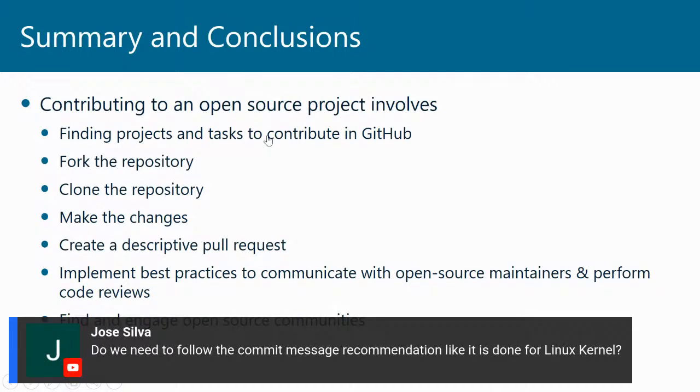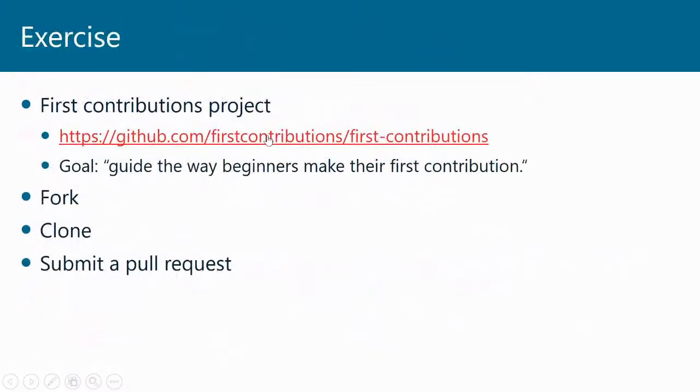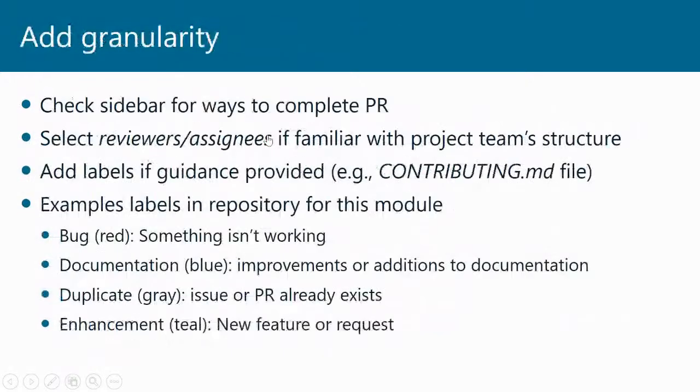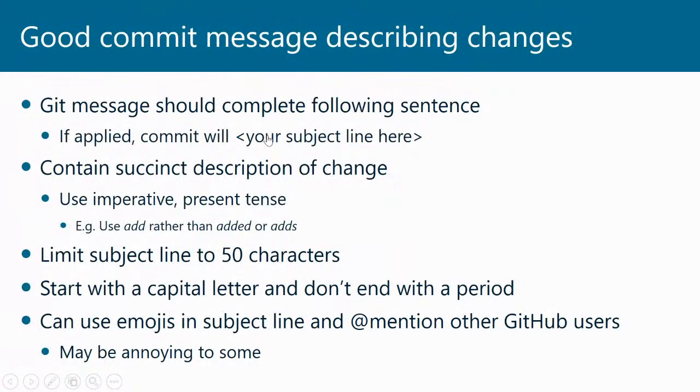The next question is, do we need to follow the commit message recommended like it does for Linux kernel? I'm not familiar specifically with the Linux kernel conventions, but the commit conventions generally are pretty uniform from what I've seen. So I would certainly follow these rules that I mentioned here about the commits. And right here, that's a body, a good commit message describing the changes. However, if it is something specific to Linux, then it may not apply universally. But these are pretty much the very well-established rules of commit labeling.